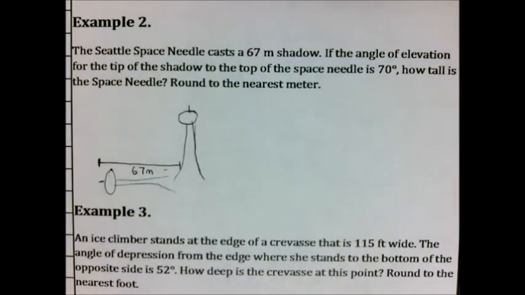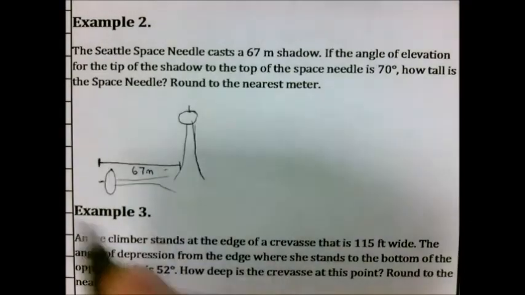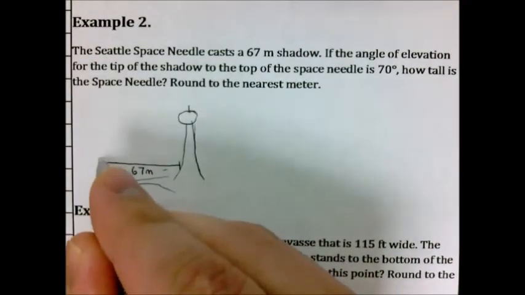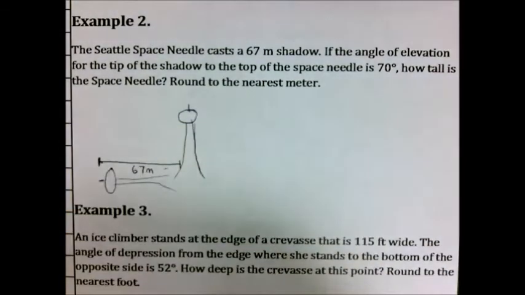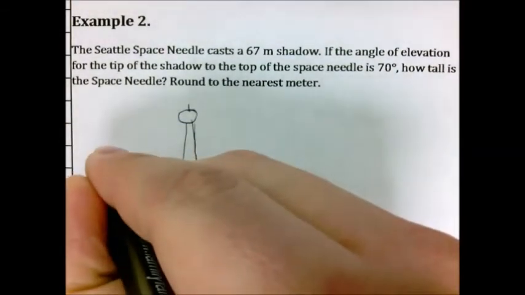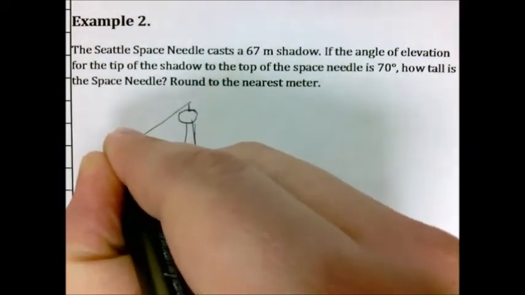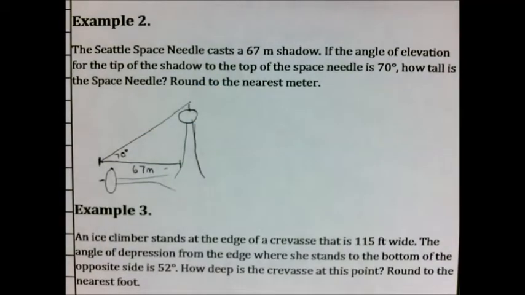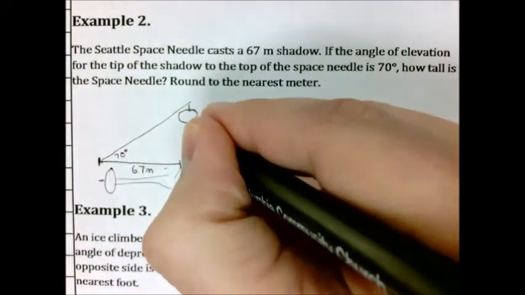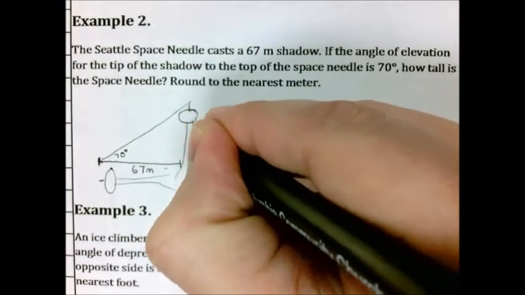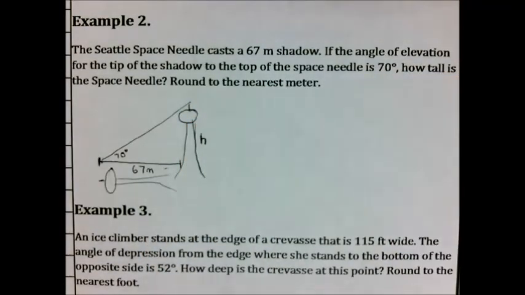67 meters. And it says then that the angle of elevation from the tip of the shadow, that's this point over here, all the way up to the top of the Space Needle, all the way up here, is 70 degrees. And we want to know how tall, and I'm going to label that H this time, how tall is the Space Needle, and we're going to round to the nearest meter.